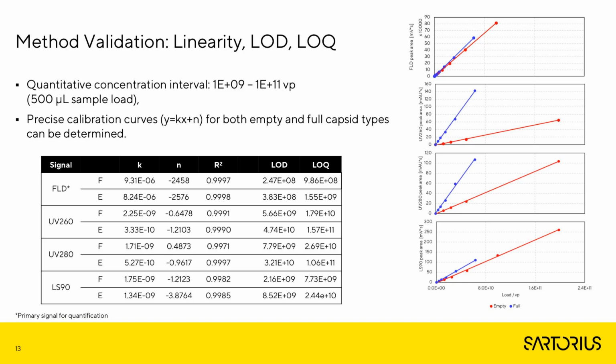For linearity, we looked at the concentration interval 1 exponent 9 to 1 exponent 11 vector particles, and the primary signal which we used for the quantification was the fluorescence signal.